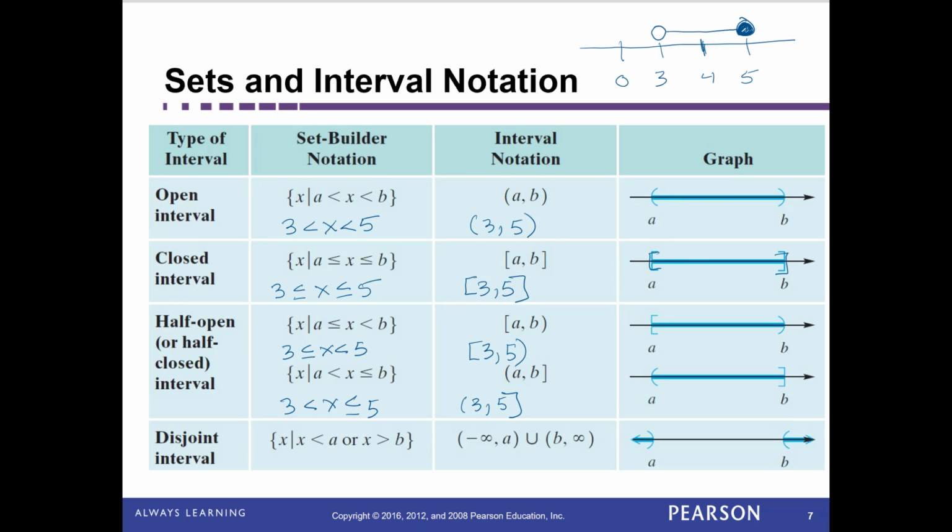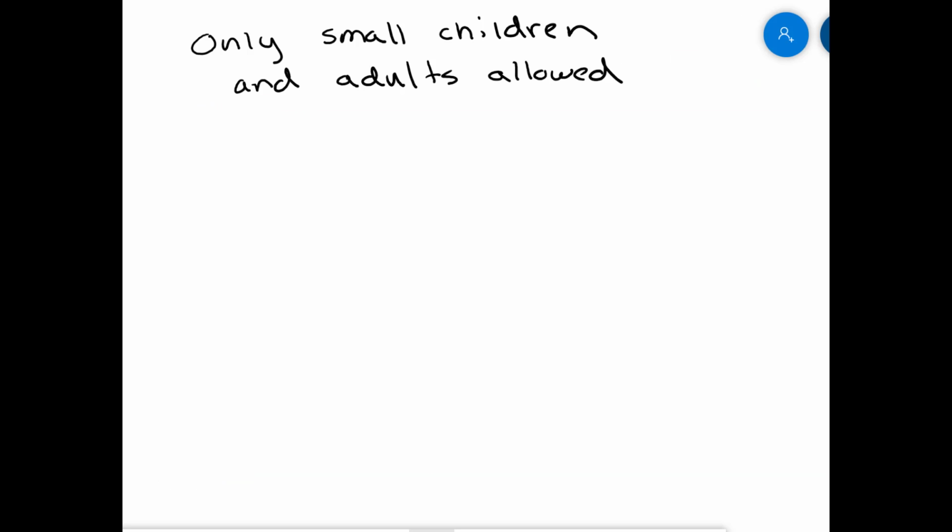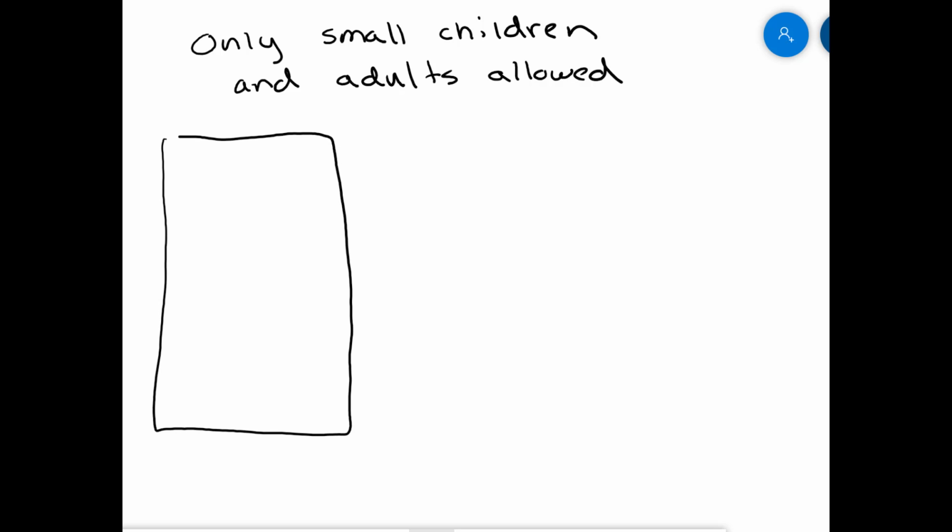Now before I do an example of a disjoint interval, let me give you another real-world example. Maybe a little bit silly, but disjoint interval sounds kind of complicated. So what does that mean in the real world? Let's say we have a ride at an amusement park and we only want small children and adults to ride on that ride. Maybe this is little bumper cars or something, right? So we put up our sign.